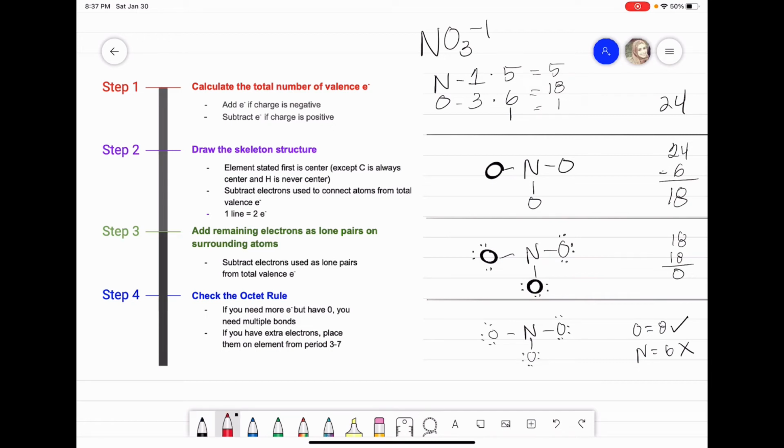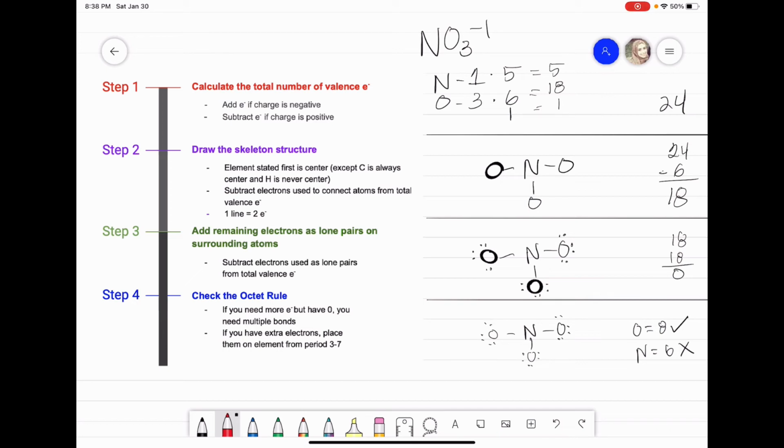So what you do in that case, if you see under the rule, it says if you need more electrons but have 0, you need multiple bonds. So you need to make a multiple bond, and just be careful not to go multiple bond crazy, because that's what a lot of people do. They just double bond everything or start triple bonding. You're only going to do it as needed.